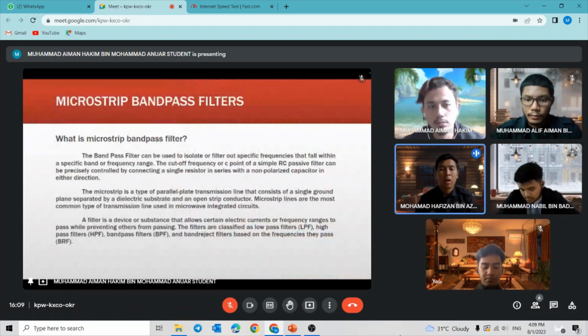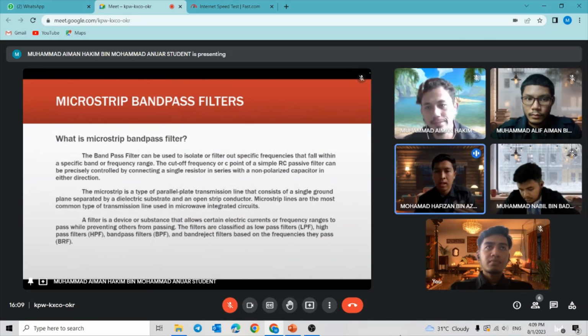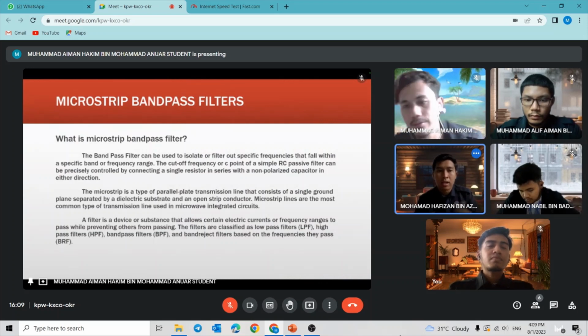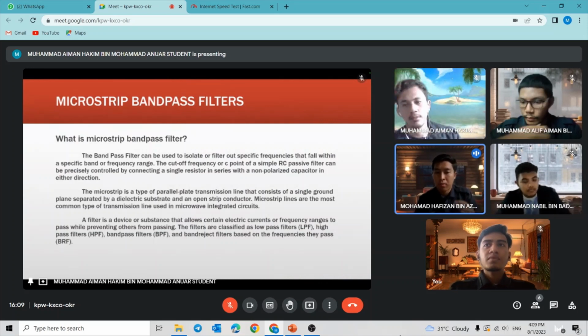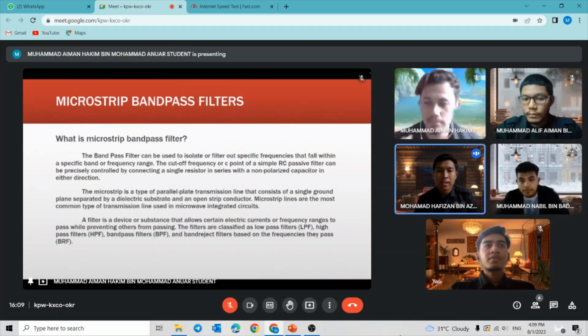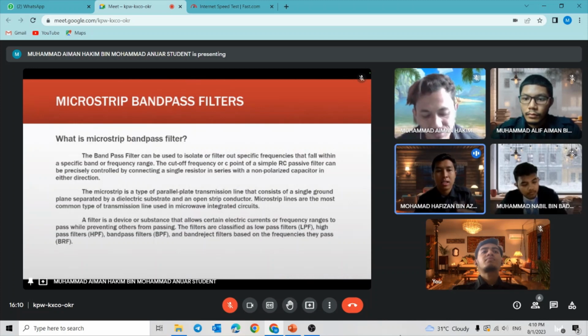Okay, I want to talk about the microstrip bandpass filter. What is a microstrip bandpass filter? The bandpass filter can be used to isolate or filter out specific frequencies that fall within a specific band or frequency range. The cut-off frequency of a simple RC filter can be controlled by connecting a single resistor in series with a non-polarized capacitor in either direction.